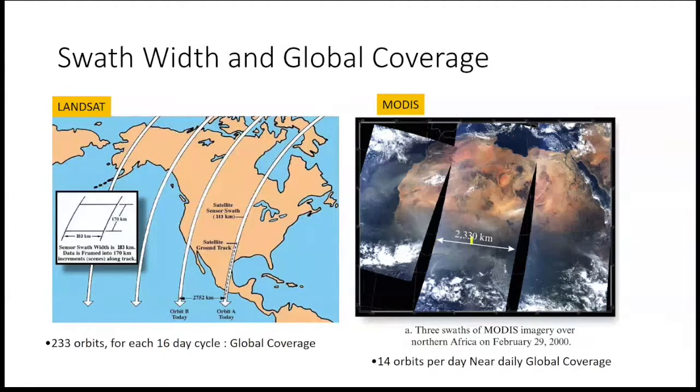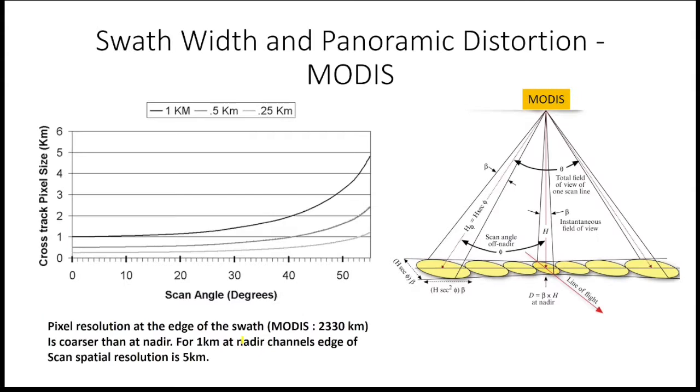So MODIS, the swath width is 2,330 kilometers, which is the reason you have near daily global coverage. So in one day, you can get global satellite data from MODIS with small gaps around the equator. But with Landsat, the swath width is very, very low, 183 kilometers, so it cannot cover the entire Earth in one day. It takes about 16 days to cover the entire Earth, and that is often called a repeat cycle, a 16-day repeat cycle. So again, there are trade-offs between swath width and spatial resolution as well.